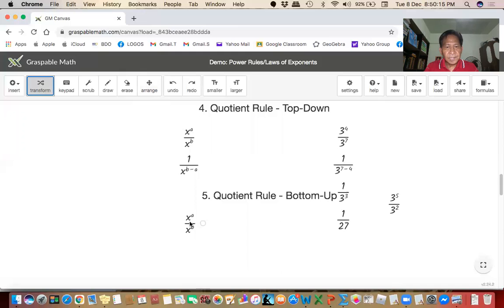All right, so here, bottom-up, so that means I'm going to bring what's in the denominator to the numerator. Observe what happens to the exponent. Same here. All right, I'm going to simplify that further. So these are the steps. Make sure that by the end of this demo, you'd be able to cite the rules by yourself.